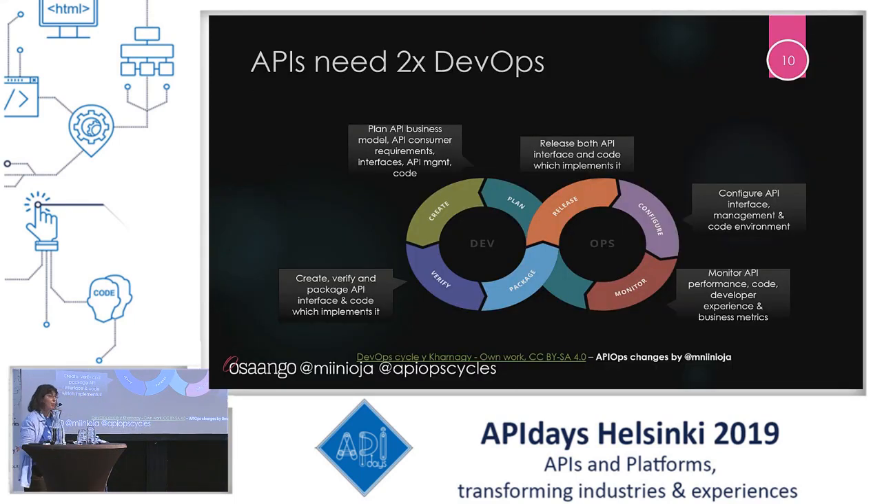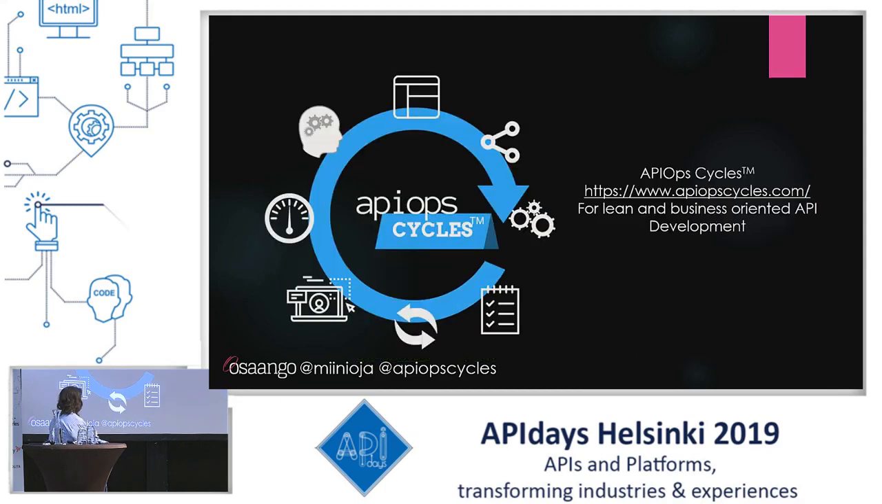Then the DevOps people in the audience might think, why APIOps? Why not just DevOps? Because APIs actually need DevOps two times. There's the interface and then there's the code that implements the interface. You need to think about that and you need to automate all the layers there. So this is the method and you'll find it on the site. It's Creative Commons license, so you're free to use it.